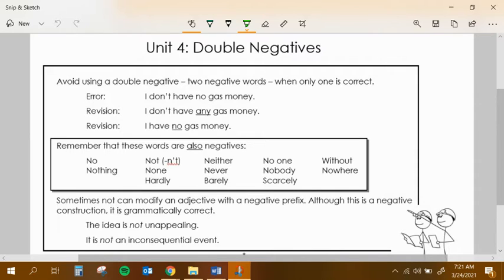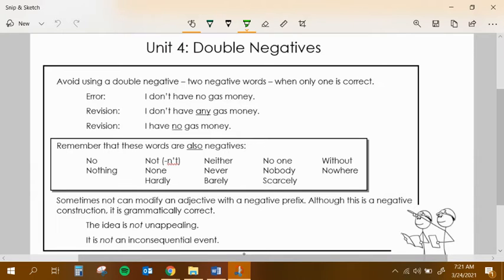So what we're going to do today is we're simply going to look at how we repair a double negative when it's an error, but also when a double negative actually could be correct. So usually a double negative is actually incorrect. Just like in math class, two negatives cancel each other out and make a positive. So you've kind of negated what you wanted to say.